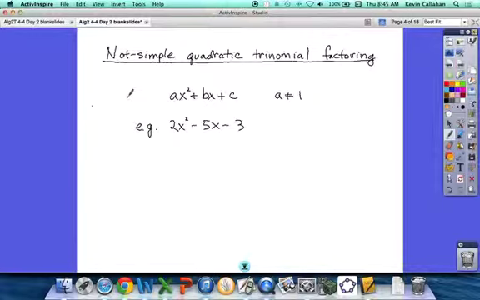What does the EG stand for again? When I write this EG, it just stands for example, right? This is an example of a not simple because the a is 2.